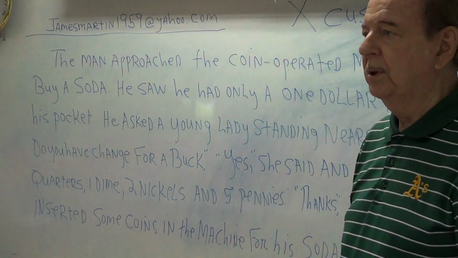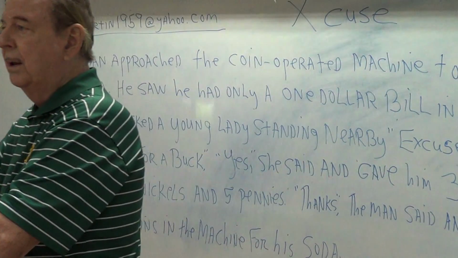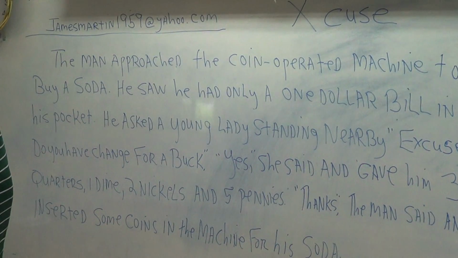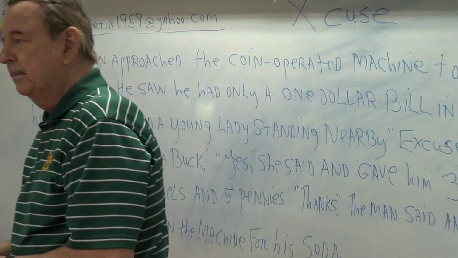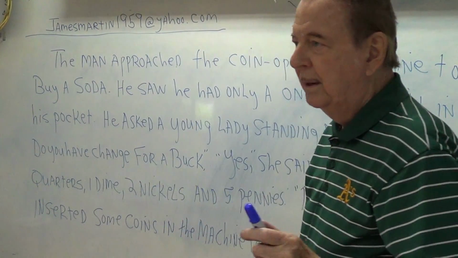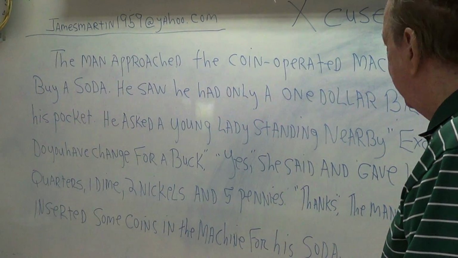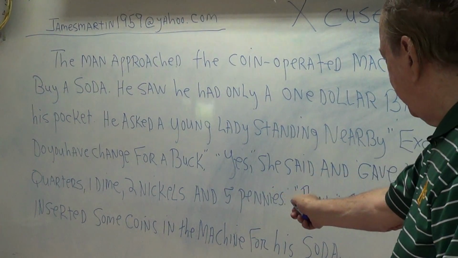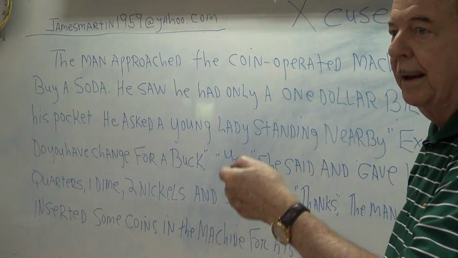What does it mean to insert the coins? Put them in. There's usually a slot, a little slot. And you put in 40 cents: a quarter, a dime, and a nickel. Some machines can give change. Maybe some do if you don't have the coins, but if it's strictly coin operated, you need coins. She gave him 3 quarters, a dime, 2 nickels, and 5 pennies. "Thanks," the man said, inserted the coins, and boom, down came the soda.